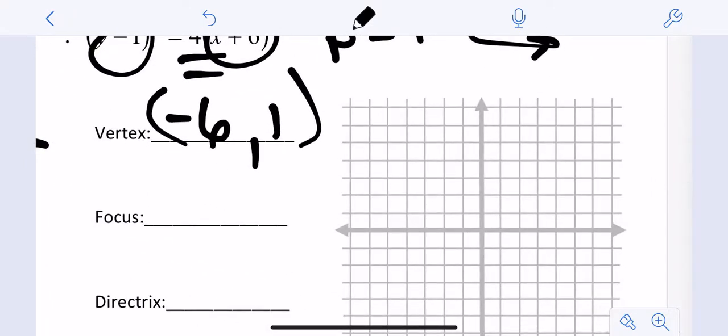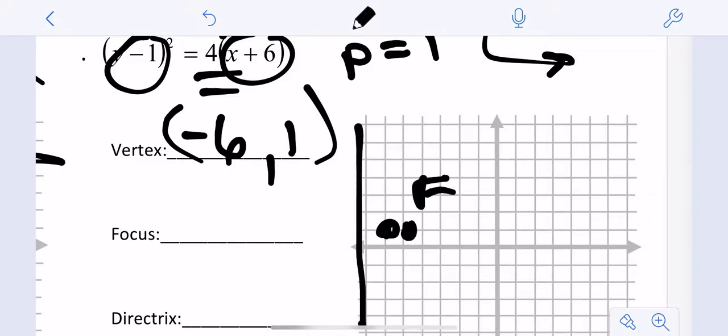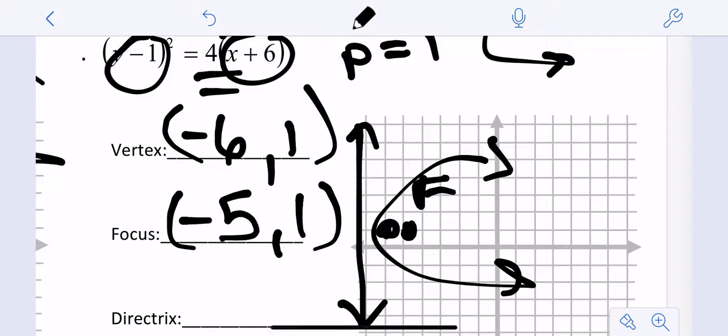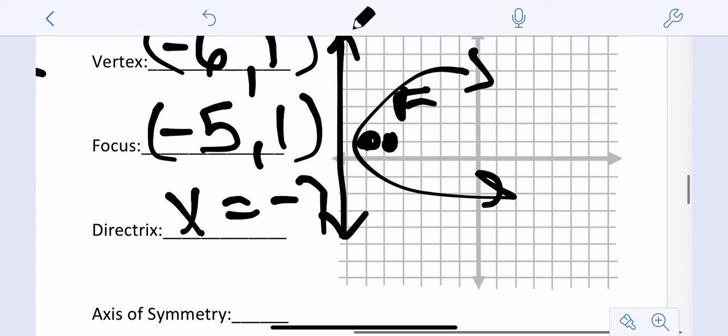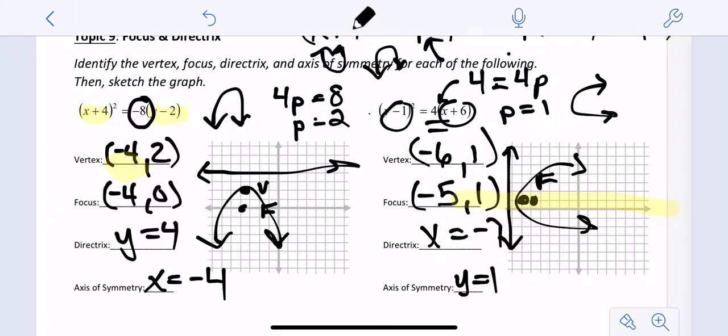So let's see what we know. -6, 1. It's going to open to the right, and p is 1. So my focus would be 1 to the right. My directrix would be 1 to the left. It's going to open that way. So this would be -5, 1. This would be x equals -7. And your axis of symmetry is weird on this one because it actually is going to be horizontal. So this will be y equals 1. So again, sketch it out, think about what direction it opens, and then go from there.